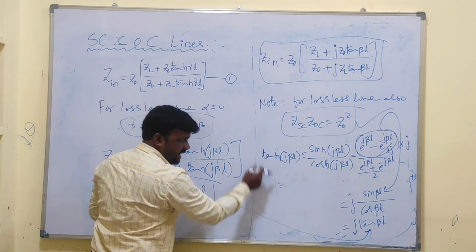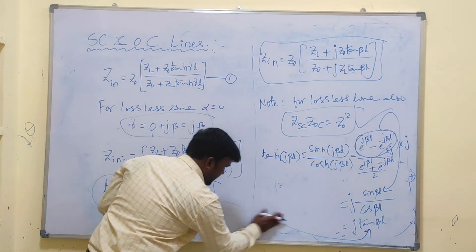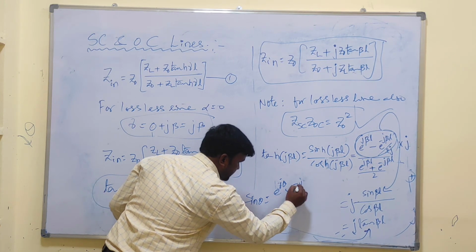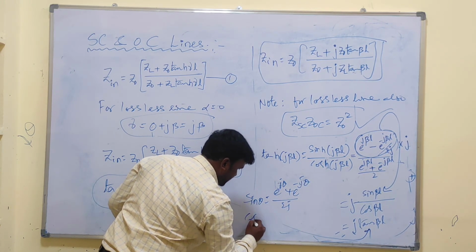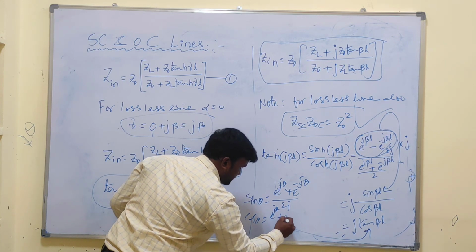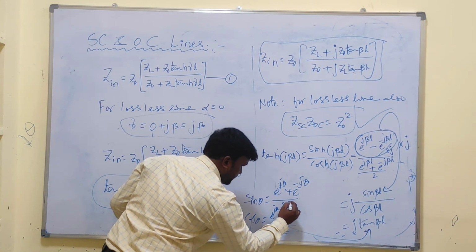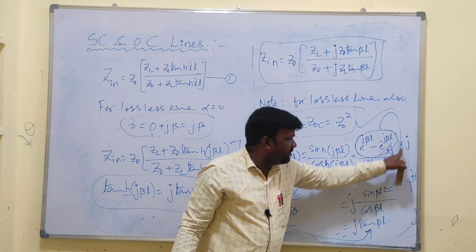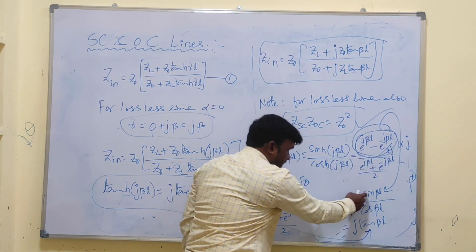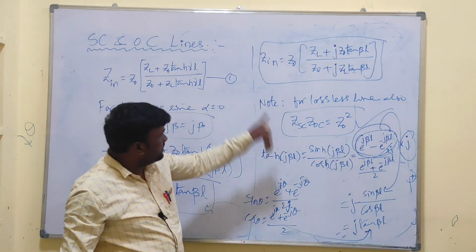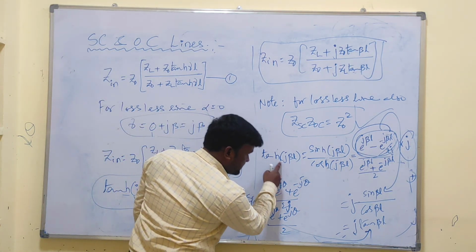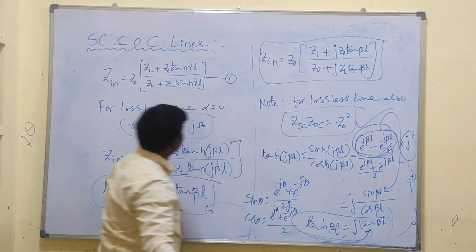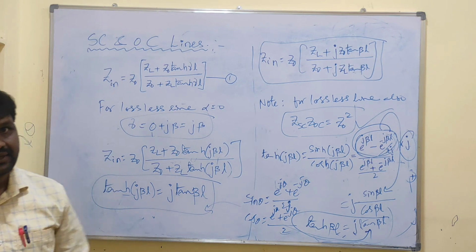For that, here I have written the proof. Okay, simply I will tell this. Sin theta is equal to what? e to the power j theta minus e to the power minus j theta by 2j. Similarly, cos theta is what? e to the power j theta plus e to the power minus j theta by 2. Here, in order to get this additional j, we have multiplied and divided with j. This one is equivalent to sin beta L like this, and the additional factor of j is like this. Finally, we have this tanh j beta L is equivalent to j into tan beta L. Okay, so this is the topic of short circuit and open circuit lines. We will meet in the next class.